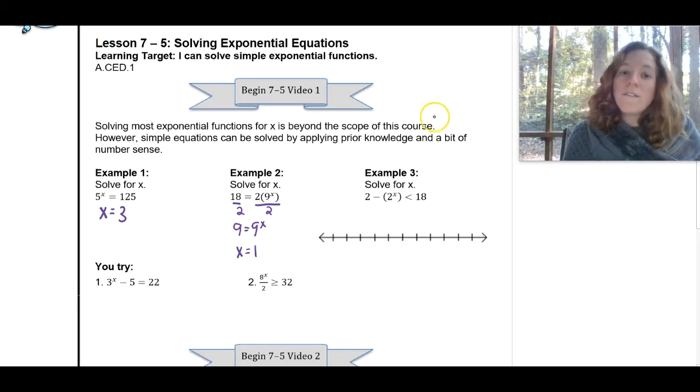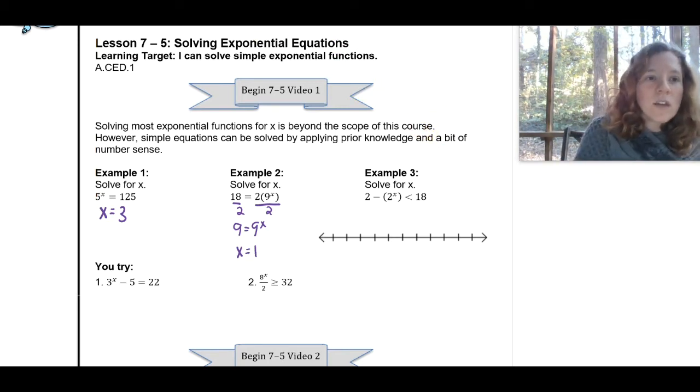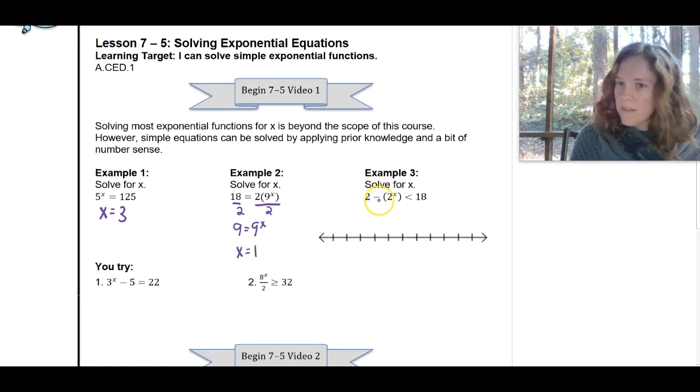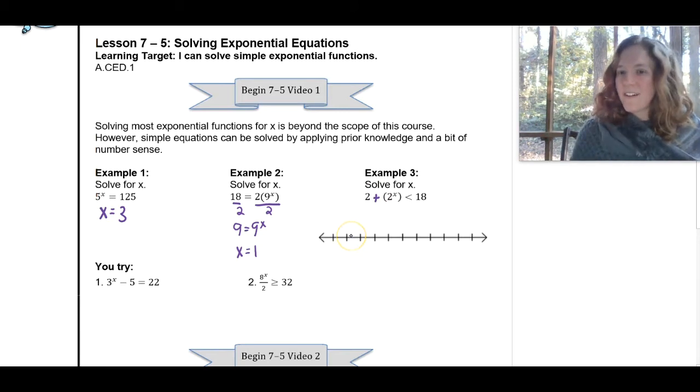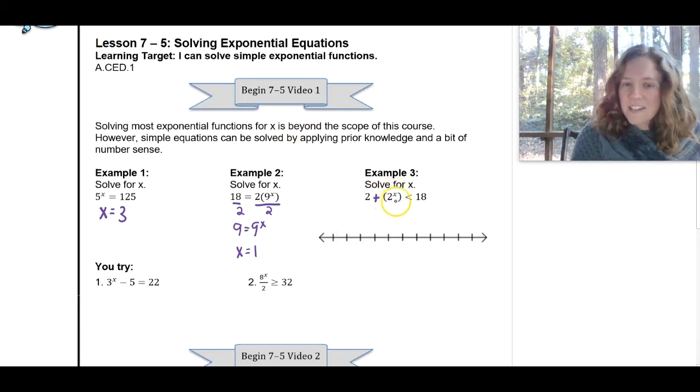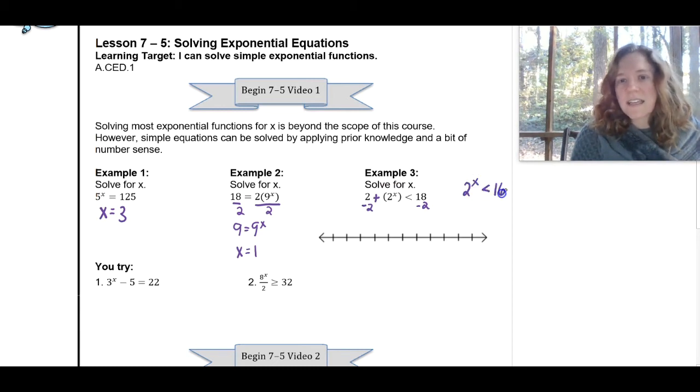All right, what if it's an inequality? Before I start this inequality, I do have to make a slight change. We won't be able to solve it if we leave that minus sign there. So I'm going to change that to a plus, and now I can solve it. I'm going to start by getting rid of that 2. I've got to get 2 to the x by itself, so I'm going to subtract 2 from both sides, and that leaves me with 2 to the x is less than 16.